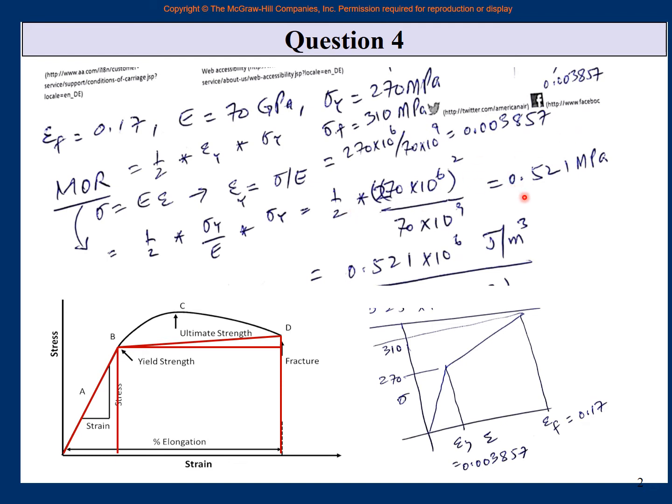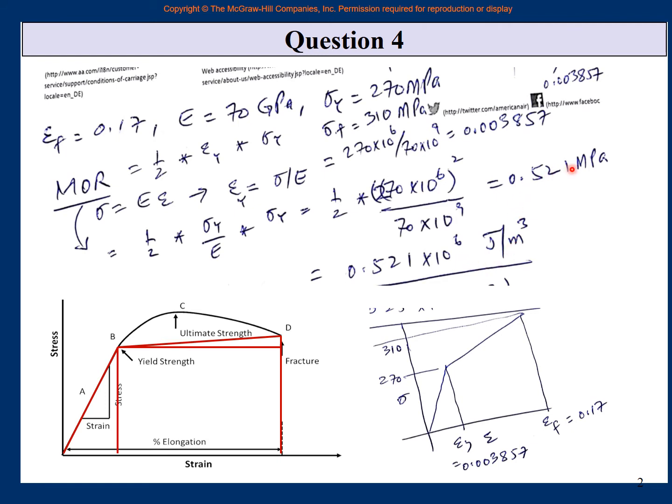Now, this comes out to be, say, 0.521 megapascal. Your answer may be slightly different, but it comes as megapascal, but don't leave it at megapascal. Modulus of resilience and modulus of toughness are defined as energies: energy required to start yielding, and energy required to fracture the material. So it should be in energy units. In the MKS system, the SI unit of energy is joules, so it is joule per meter cube. We have done that a lot in the lectures. Megajoule per meter cube, no issue, but it is joule per meter cube.